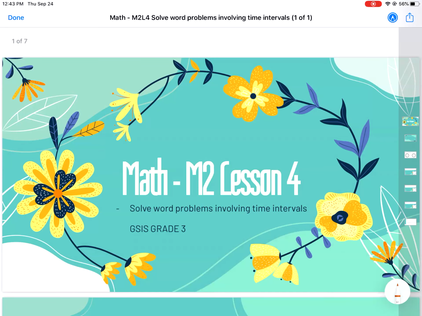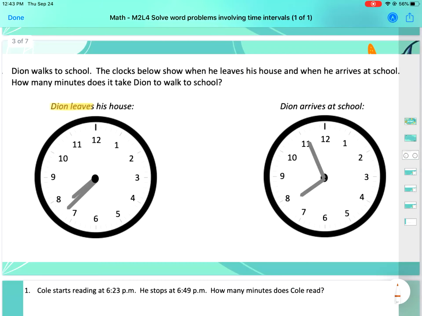In this lesson, we're going to solve word problems involving time intervals. This week, we learned many different ways to tell time. First, we used a stopwatch, and then we used a number line. And today, we're going to learn a new strategy. So let's look at the question first.